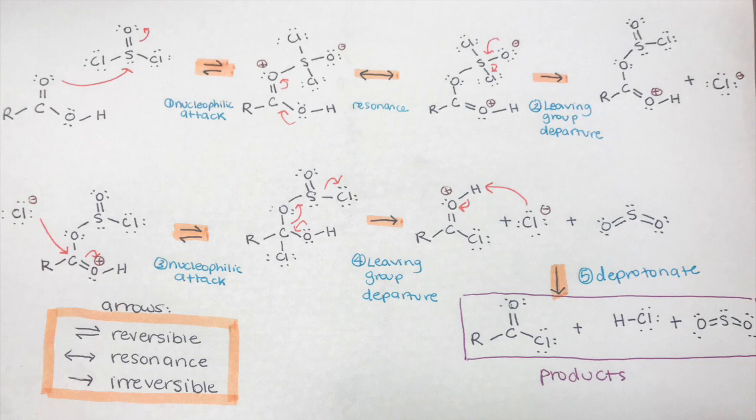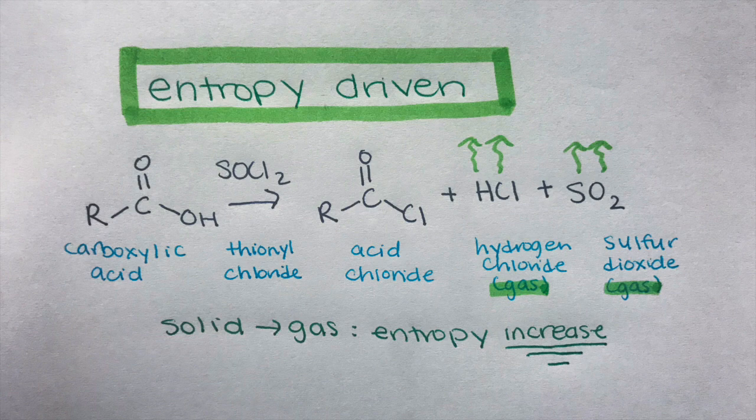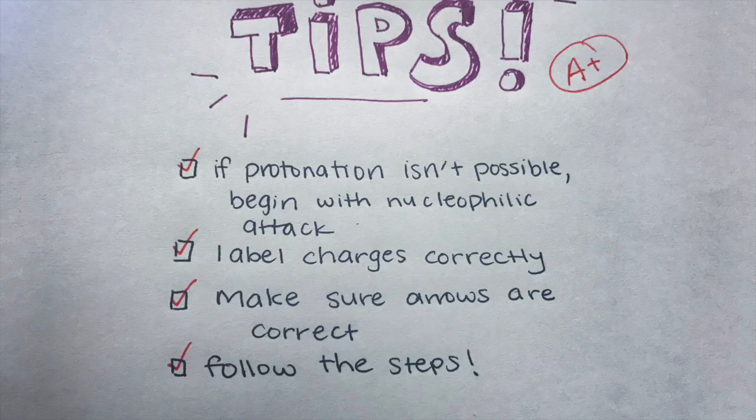Finally, this reaction is considered to be entropy-driven because of the 2 gases that are formed, which are hydrogen chloride and sulfur dioxide. When a gas is formed from a solid, entropy increases. In an isolated system, an increase in entropy therefore drives the reaction forward. So that is all for the acid chloride mechanism.